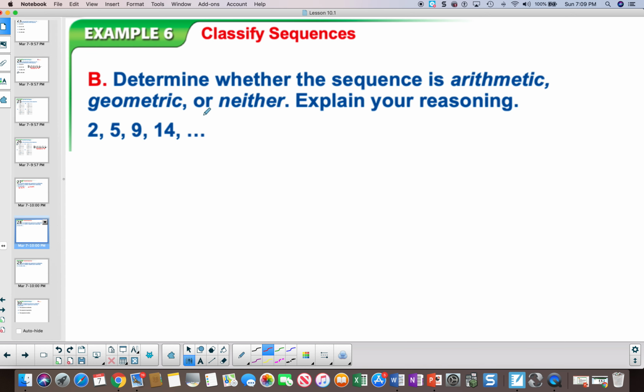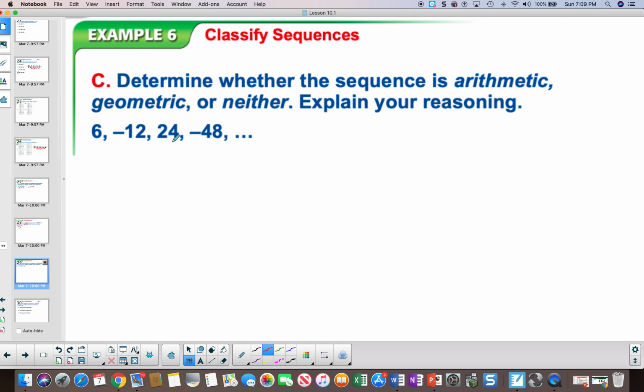All right, let's take a look at this one. Now, when I add, it's 3, but when I add over here, it's going to be 4 and then 5. So I already ruled out arithmetic. So the next step is to try to see if I have a common ratio. 5 divided by 2 for these two, and for these two it's 9 divided by 5, and already I see the ratio is not the same, so the answer is neither, and that's because neither had a common difference or a common ratio.